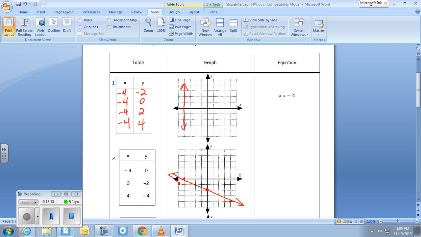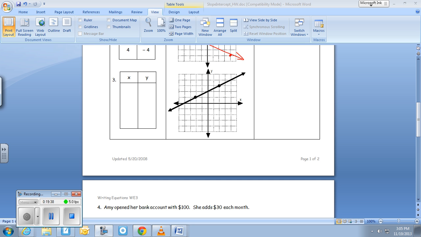I can figure out what my slope is by doing rise over run. It's going down 2 and over 4, so that reduces to 1/2. I know this is a negative slope, so it's going to be negative 1/2 x. And I go down to my y-intercept of minus 2. Now you could say plus a negative 2, but I would prefer to see minus 2 for your equation.